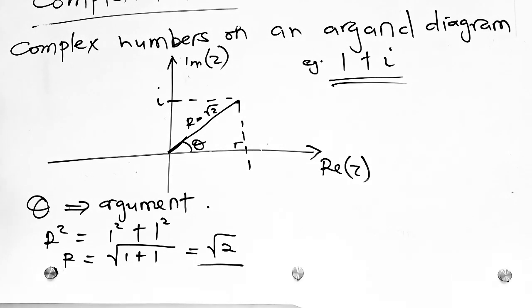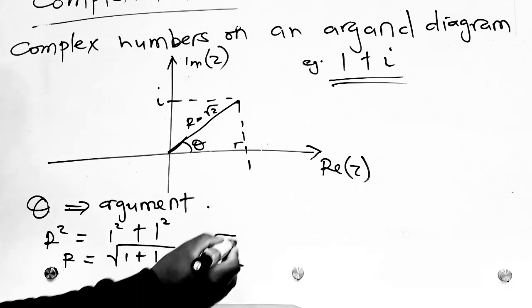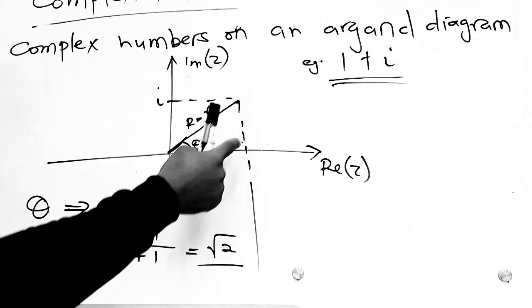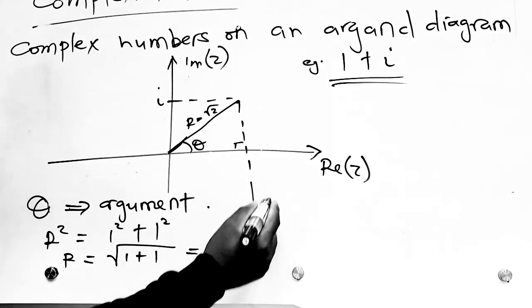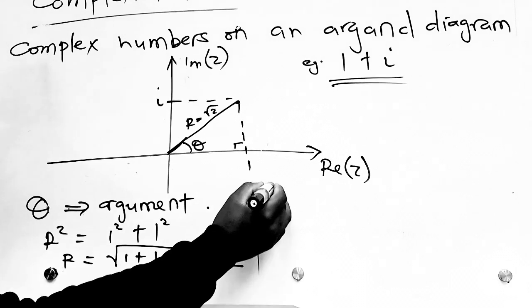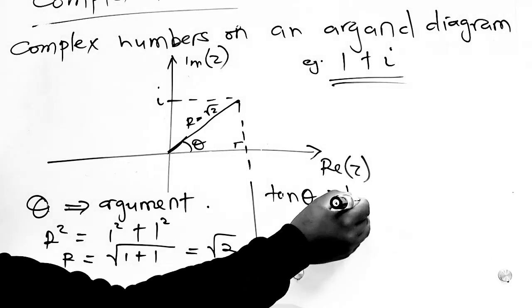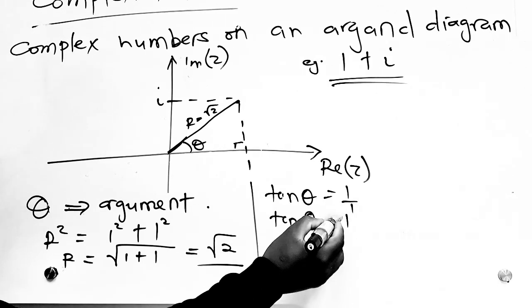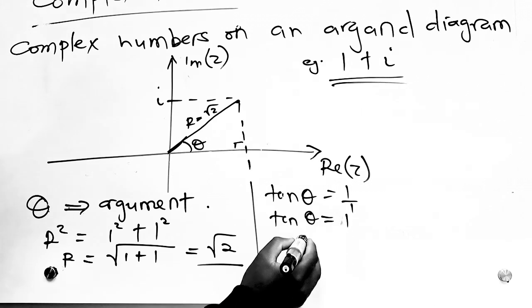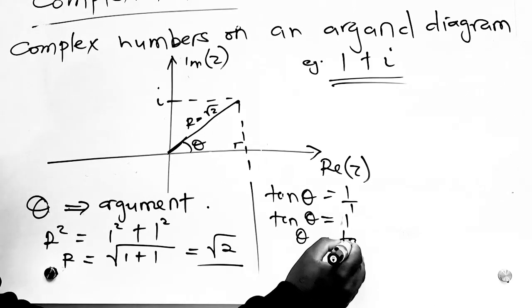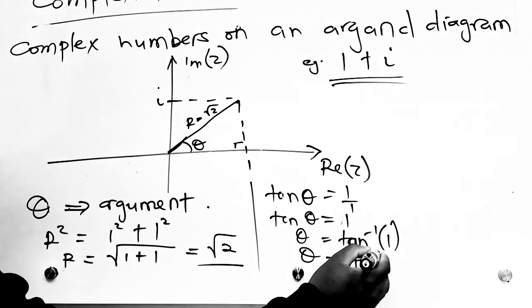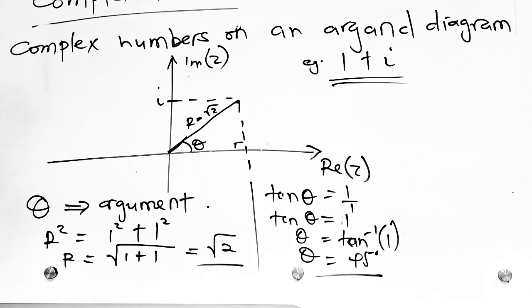To find theta, we use the trig ratios. We can use these two known sides: 1, which is our opposite side, and 1, our adjacent side. Opposite over adjacent is equal to tan theta. Therefore, tan theta is equal to 1 over 1, which is 1. Therefore, theta is equal to tan inverse of 1, which is 45 degrees. So that 45 degrees is theta, the argument of our complex number.